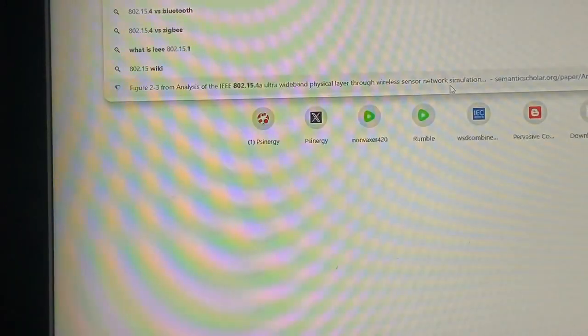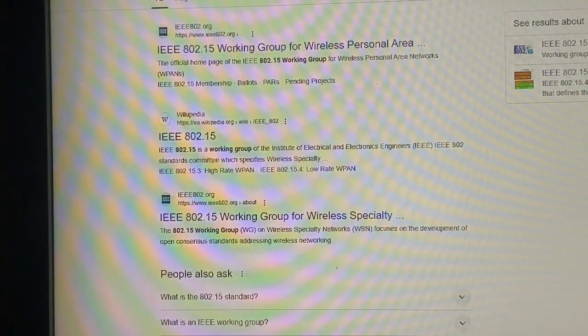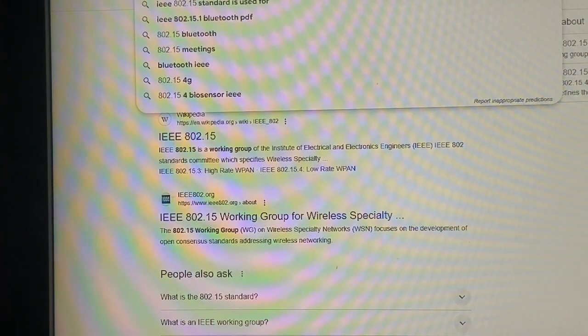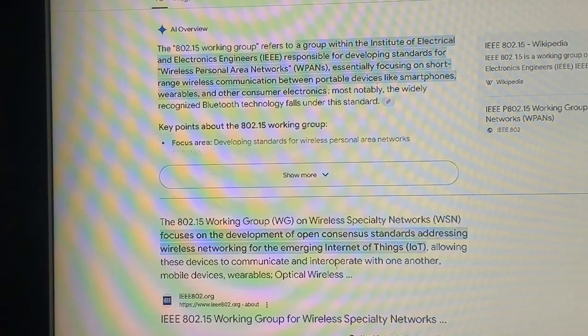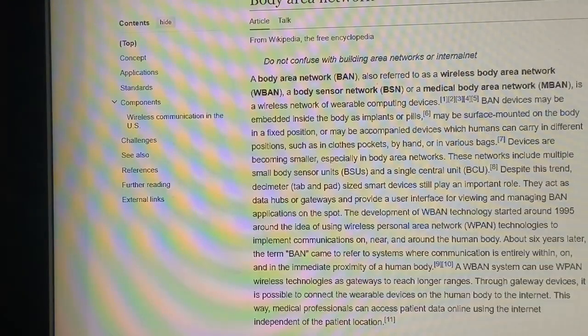802.15 working group, I'm going to hit enter. And I'm going to ask the question this time instead of just showing it. What is the 802.15 working group? Refers to a group within the Institute of Electrical and Electronics Engineers responsible for developing standards for the wireless personal area network. What's that? How old is that? Well, that's easy. You type in body area network for the Wikipedia.